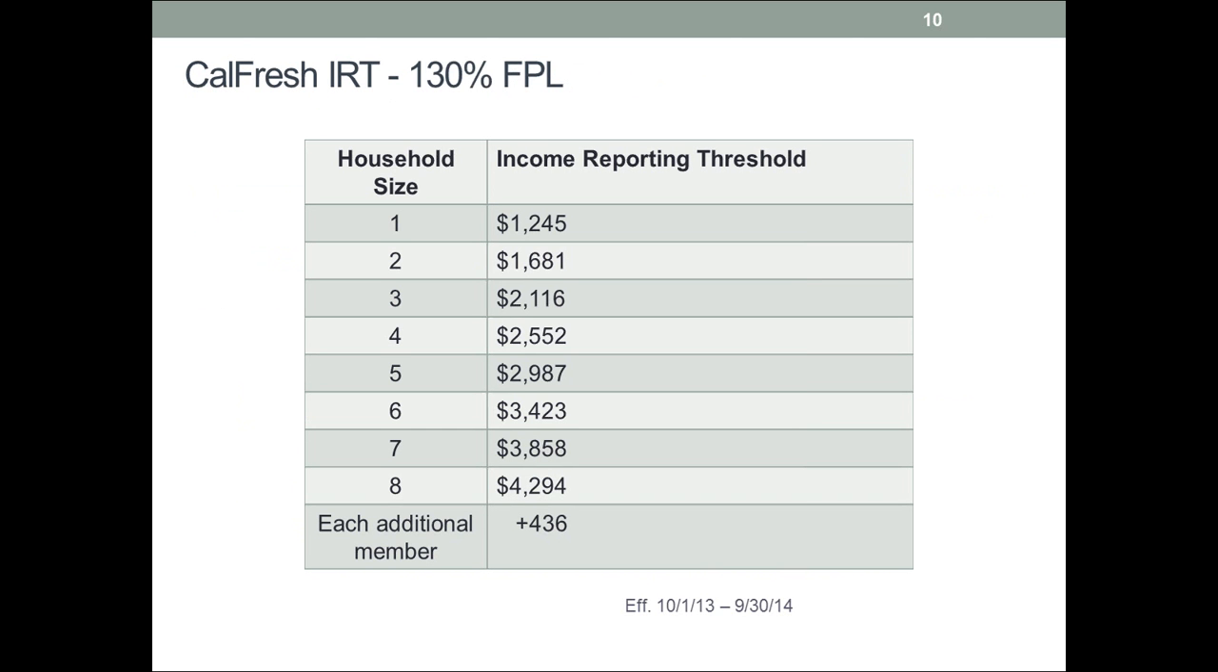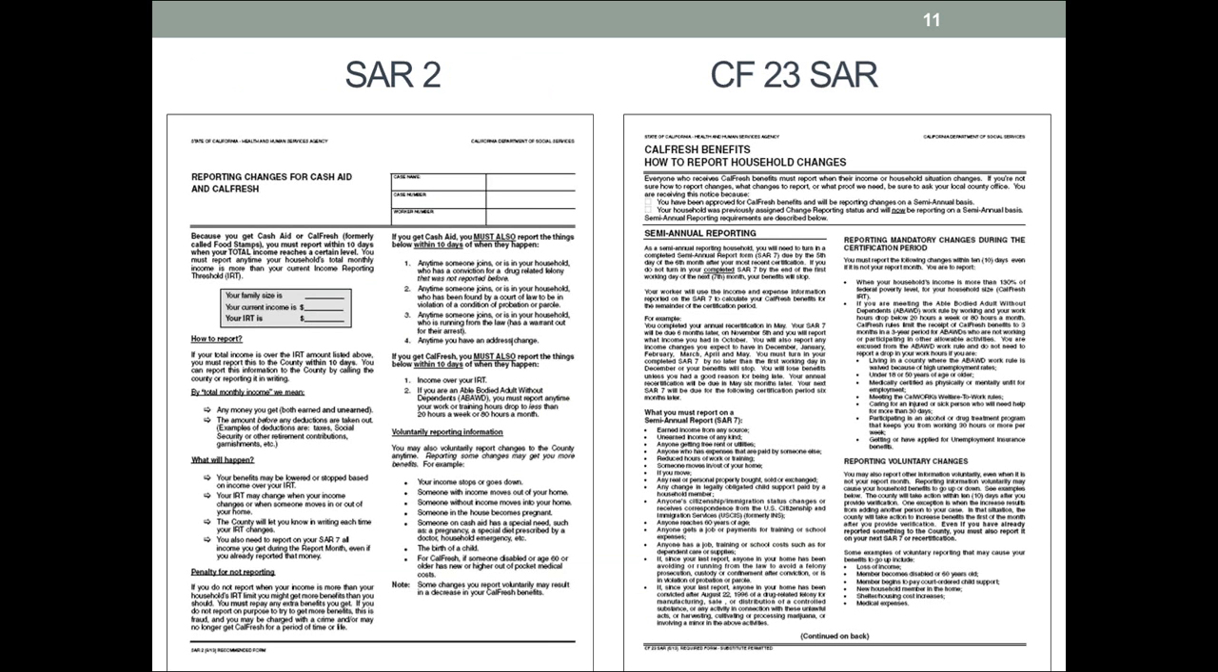This slide shows the IRT limits per household size. Again, these numbers change yearly in October when we send out our COLA, our cost of living adjustments. The numbers shown right here are effective October through September 30th of next year. These are forms that will be sent to the household, and again, you'll be able to see these on our website if you want to look at them closer.